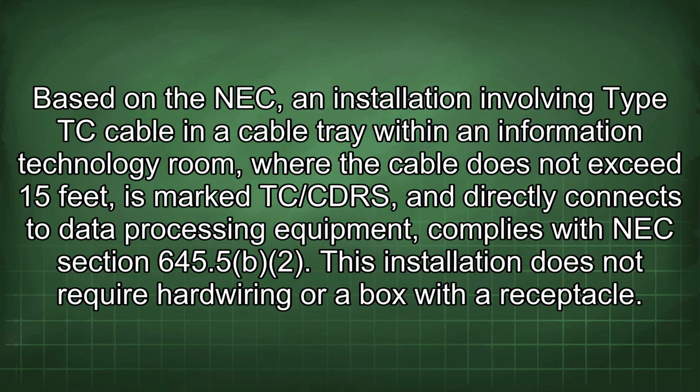Based on the NEC, an installation involving Type TC cable in a cable tray within an information technology room, where the cable does not exceed 15 feet, is marked TC/CDRS, and directly connects to data processing equipment, complies with NEC Section 645.5. This installation does not require hardwiring or a box with a receptacle.